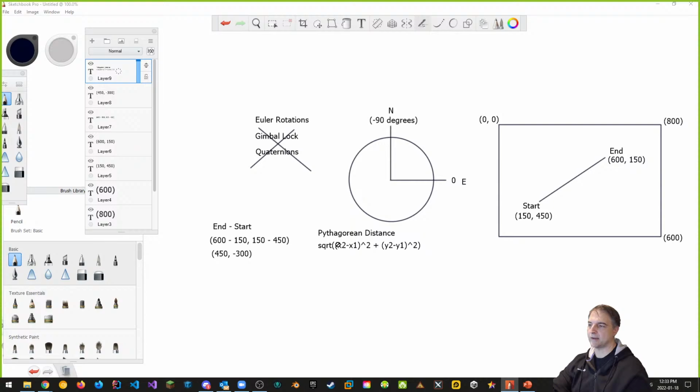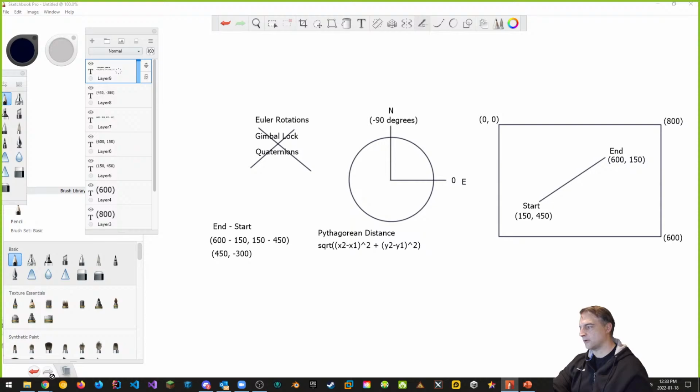So if I plug these values in here and do a quick calculation, what is the distance between, let's say, 150, 450 and 600, 150? What is the total distance here? Can someone help me out calculate this? Let's see if we get some values from the people that are watching. Anyone? And you'll see what I'm talking about in a second. Lucas says they'll try. Let's see.